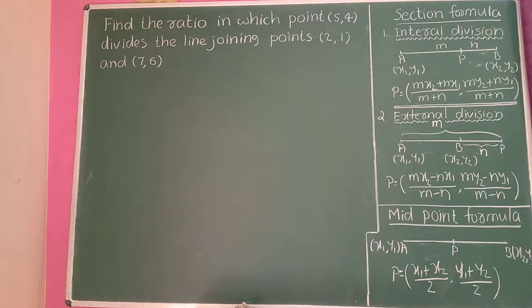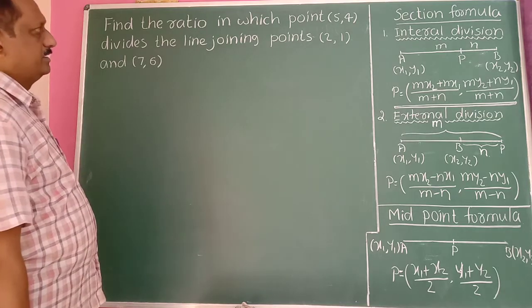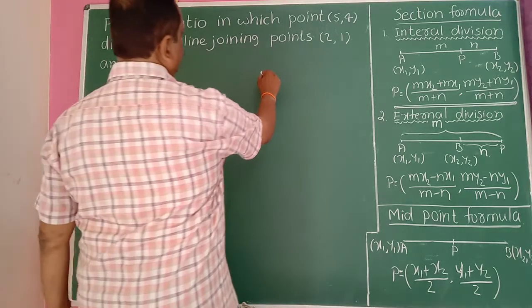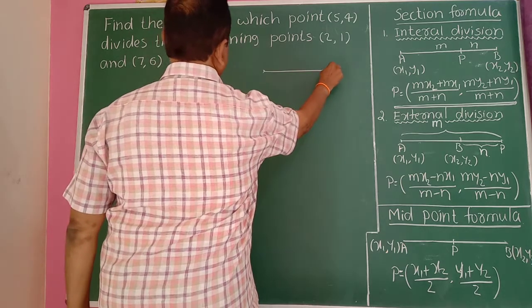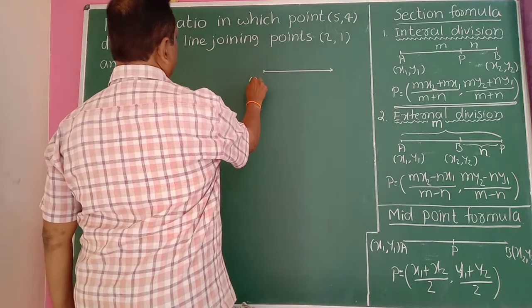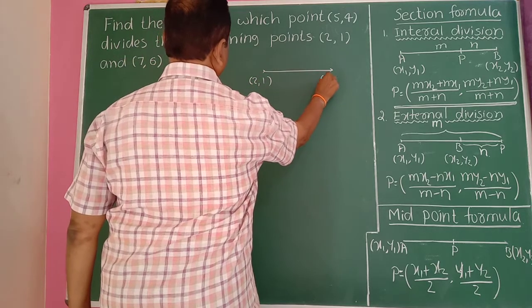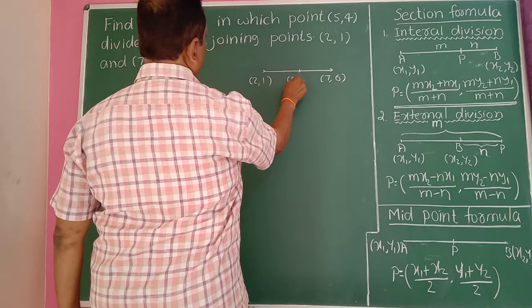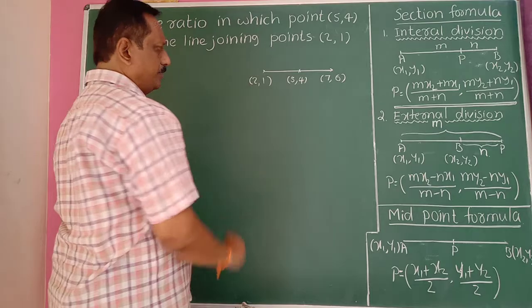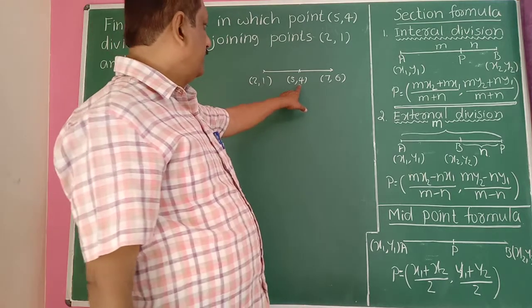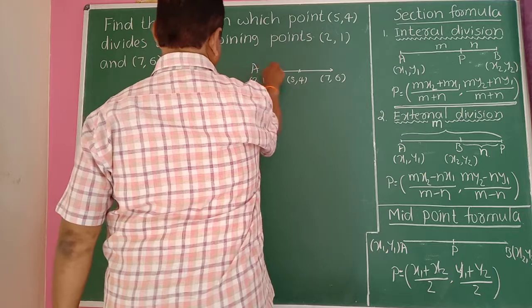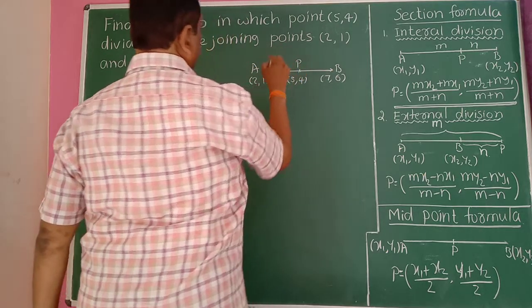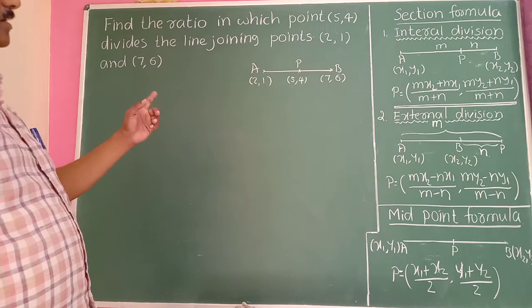Okay, the next example here. Find the ratio in which the point (5, 4) divides the line joining the points (2, 1) and (7, 6). Okay, so there is a line segment here. Here the points are (2, 1) and (7, 6), and this is the third point here, (5, 4). So you have to find the ratio in which the point P divides the line segment AB.